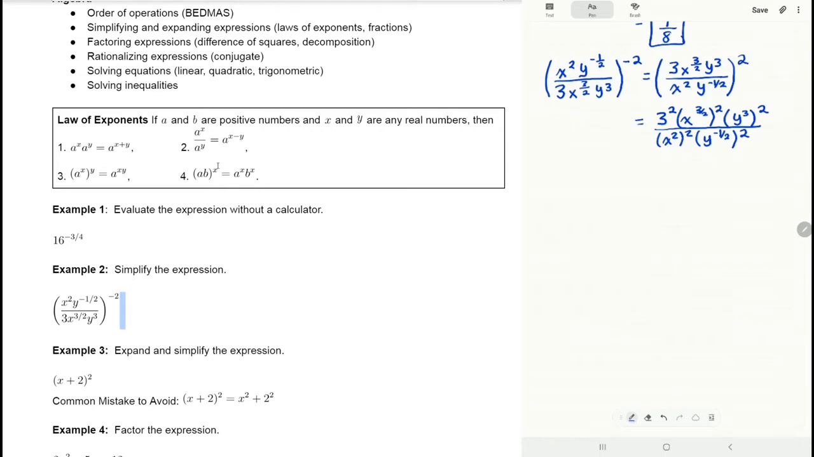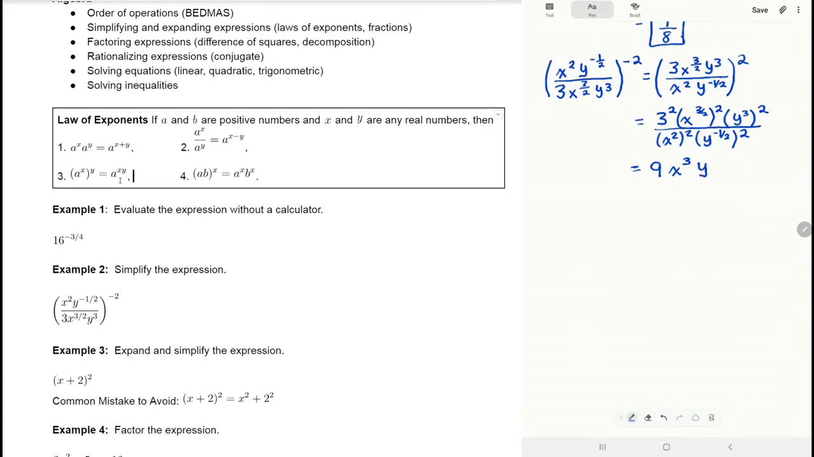And so now let's simplify each of the terms. So 3 squared is equal to 9. And then we have x to the power of 3 over 2 raised to the power of 2. So here we're going to use the third law of exponents since we have a power raised to another power. So we'll multiply the two exponents together. So here we have x to the power of 3 over 2 times 2. So 3 over 2 times 2 will be equal to 3. So the 2's can cancel.